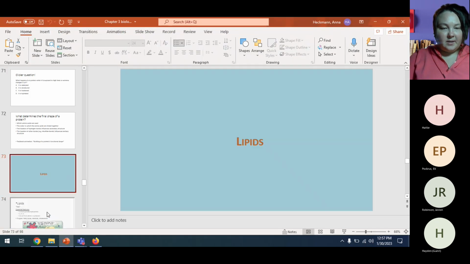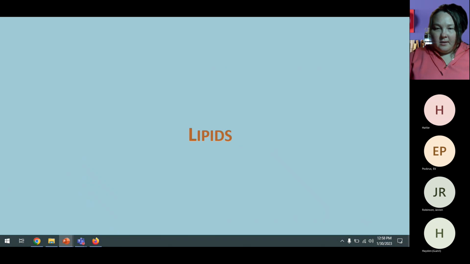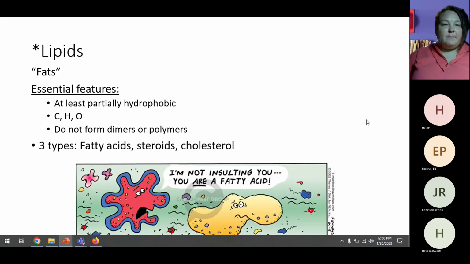Back to our PowerPoint. All right, lipids. That's all about proteins. Let's move on. Lipids are fats. They are called fatty acids, steroids, or cholesterol, depending on the type of lipid it is. All of them are at least partially hydrophobic. They're made of carbon, hydrogen, and oxygen, and they are special in that they do not form dimers or polymers. We'll go into that in a little more detail in a second.